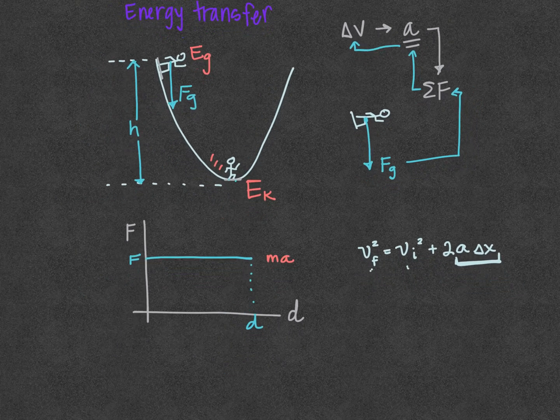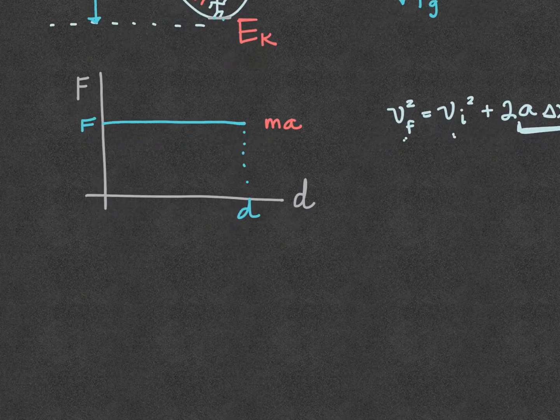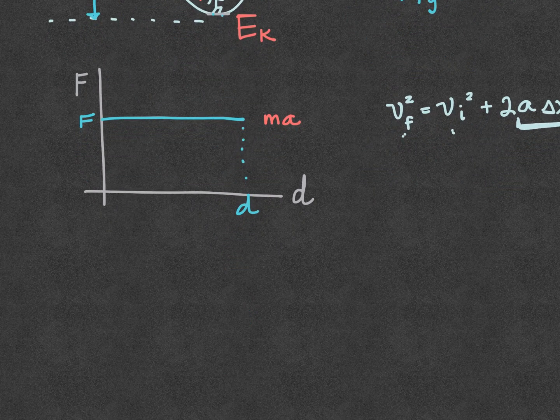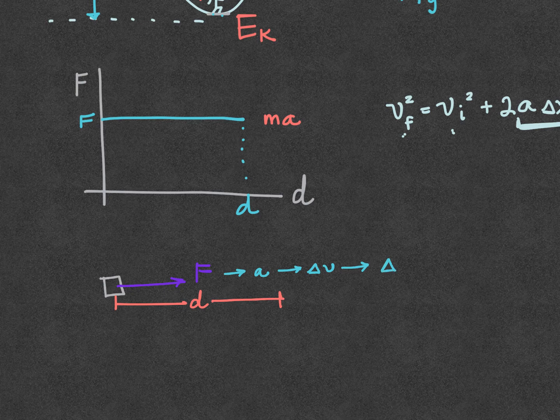So when a force is applied to an object over a distance, so here's my object and here's my force, and that force is acting on the object for a distance d. That force is going to cause an acceleration, and an acceleration means there's going to be a change in the velocity. So the force will cause an acceleration, and the acceleration means there will be a change in velocity, and a change in velocity means that there will be a change in the kinetic energy.